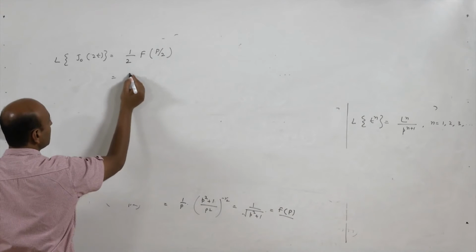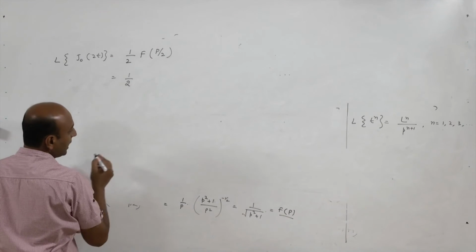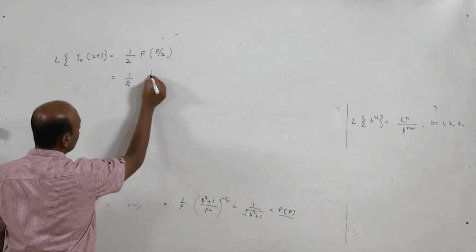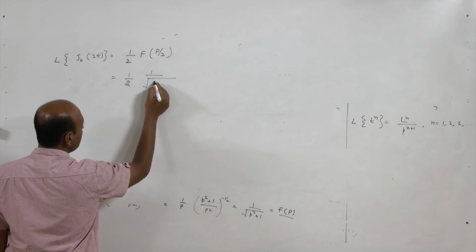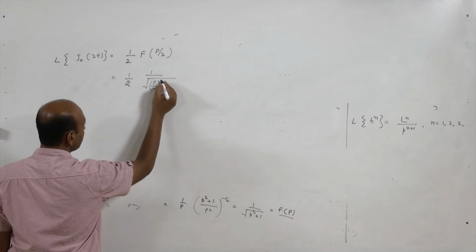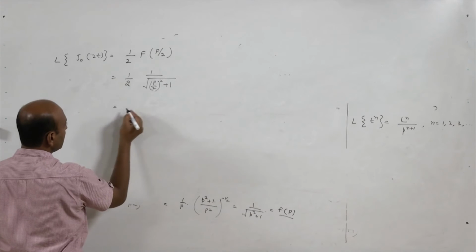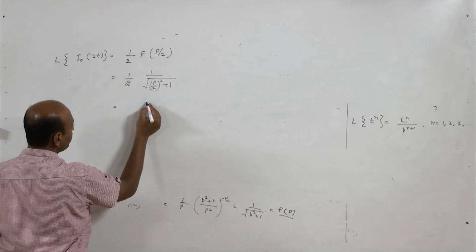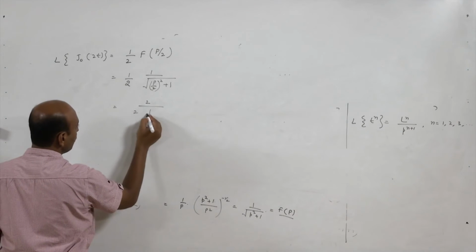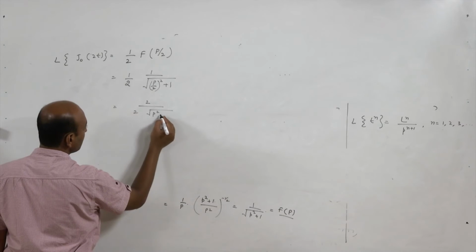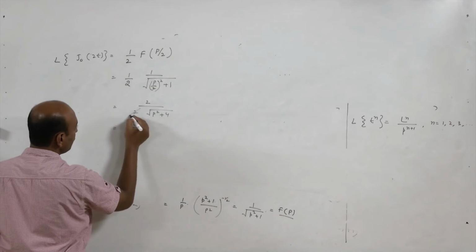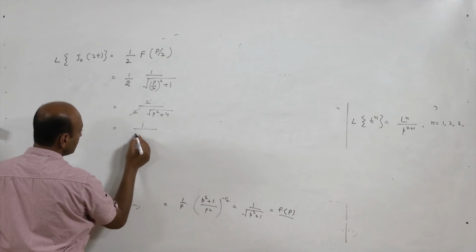So, this is nothing but (1/2) times 1 over the square root of ((p/2) whole squared plus 1), which is nothing but 2 upon 2 times the square root of (p square plus 4). So, the 2 cancels out, and it is 1 upon the square root of (p square plus 4).